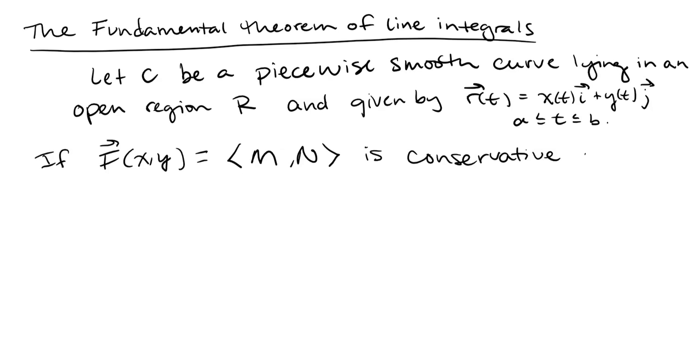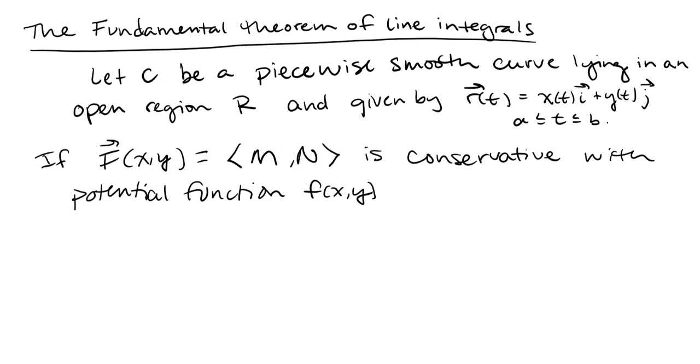Remember, to be conservative means that it has a potential function. So let's say it has a potential function, let's call it little f of (x, y), which would be a function. Remember, that means capital F equals the gradient of little f, so it's the partial derivatives stored in a vector.